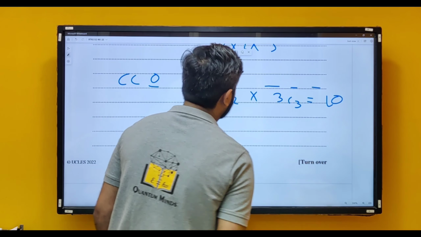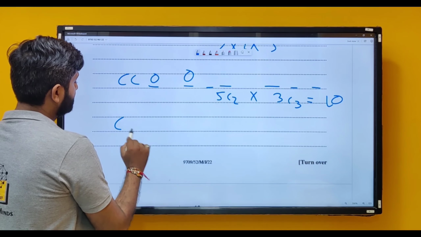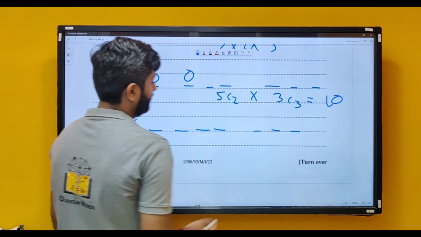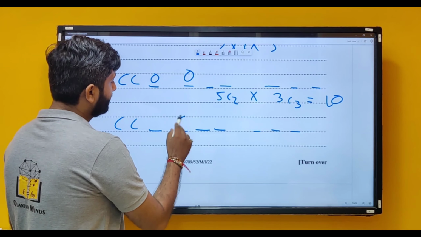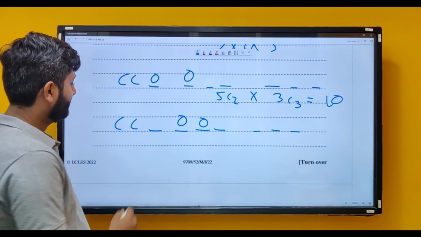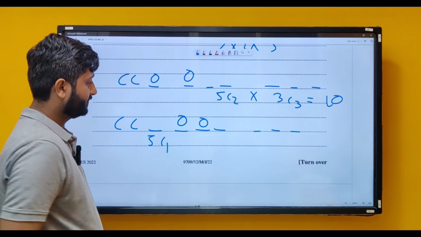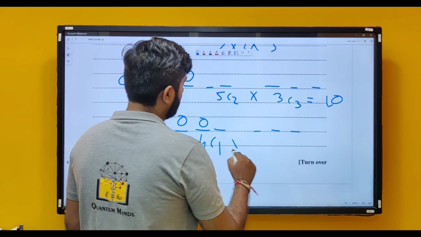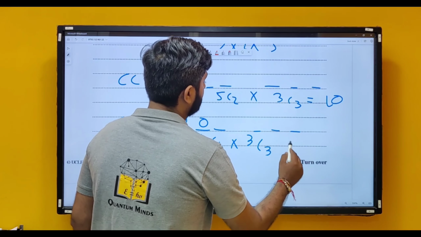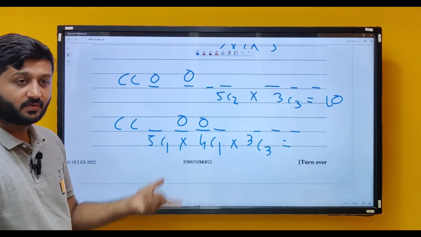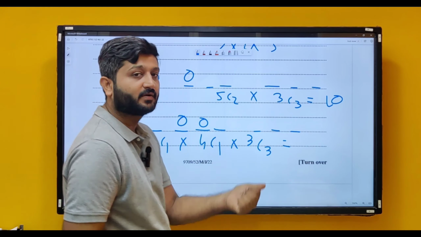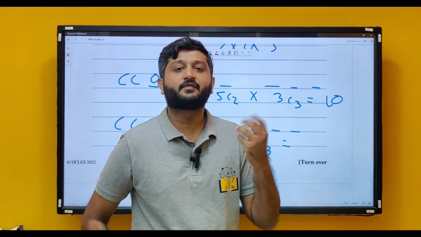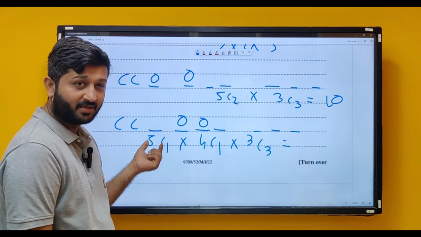This is 10. Right. Let's say I have C here and both the O's in any one group. So here I have 5C1, here I have 4C1 and here I have 3C3. Why 5C1? Because obviously, see, you have the word crocodile, you have eliminated 2 C's and 2 O's. So now you are left with only 5 letters. So 5C1.